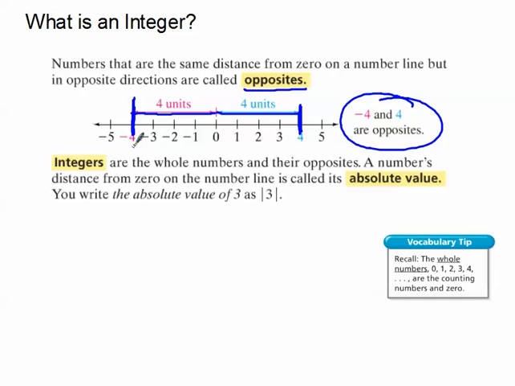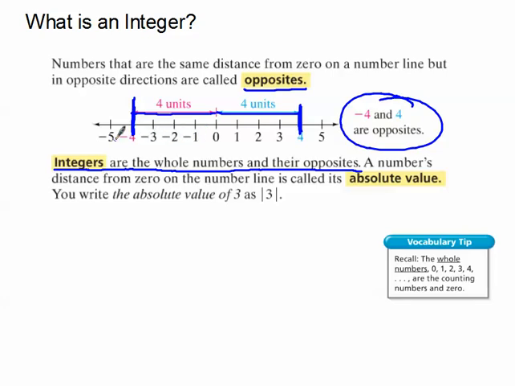And the reason why we need to know about opposites is because the set of integers are the whole numbers and their opposites. So whole numbers, as we talked about yesterday, are 0, 1, 2, 3, 4, 5. They're all the counting numbers plus 0. Well, the opposites are the ones that are on the other side of 0: -1, -2, -3, and so on and so forth.